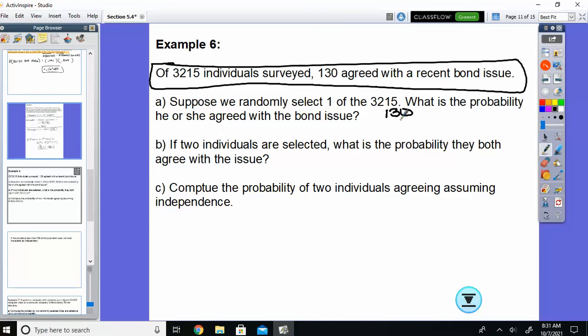This isn't a trick question. Probability that she agreed. How many people agreed? Out of how many total? Okay. So we get 0.0404.